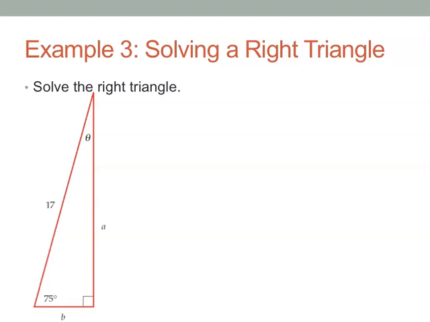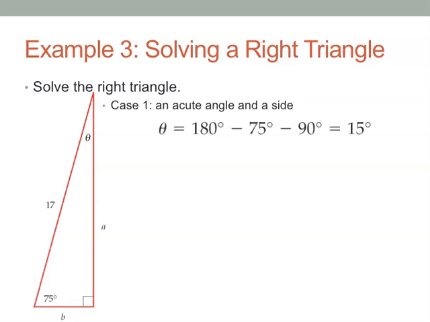So here in example 3, let's see which case we have here. So it looks like we have one side and one acute angle. So this looks like case 1. Okay, so in case 1, first thing you want to do is find the measure of that third angle. So in this case, we have a 90-degree angle, we have a 75-degree angle. So just subtract both of those from 180, and that will give us the last angle. So that's 15 degrees. Okay, so now we still have two sides we need to solve for, A and B.